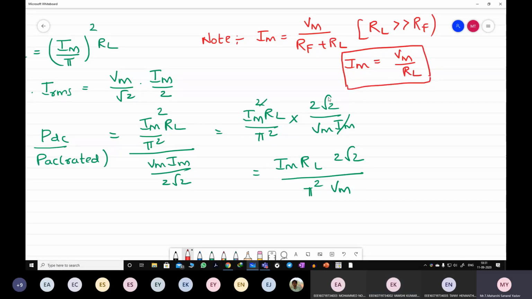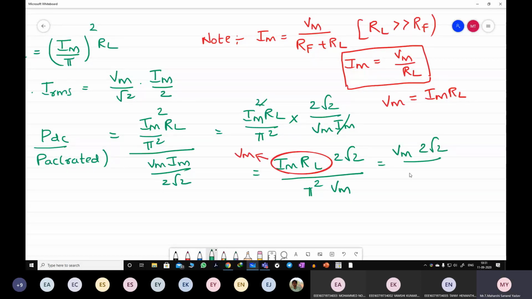Now what you do, you try to substitute here. See here, I can write like this: Vm is nothing but Im into RL. So here you can see Im into RL. I'm replacing this with Vm. So this will be something like this: Vm into 2 root 2 by pi square Vm. So Vm and Vm get cancelled. Now tell me the answer: 2 into root 2 by pi square.